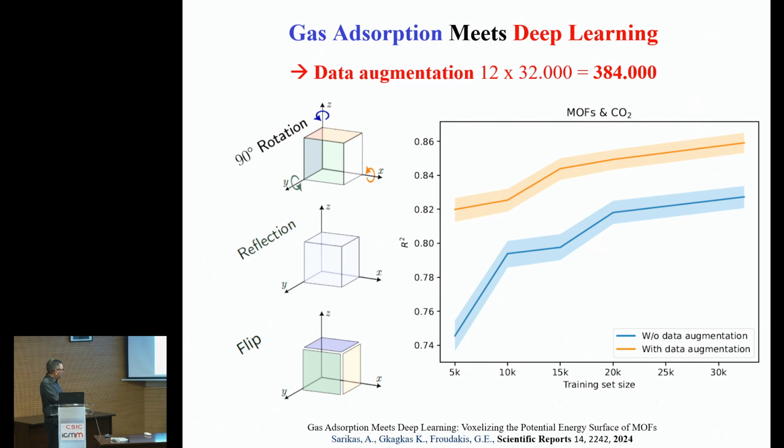Here is an example of how this data augmentation works. You can see here the increasing training size and R square, which actually means the accuracy. You can see this is without data augmentation and this is with data augmentation. You can see that with data augmentation, even though you take the same image and just change it, it helps a lot. It helps a lot because we don't have so much data, and this is saving some time.